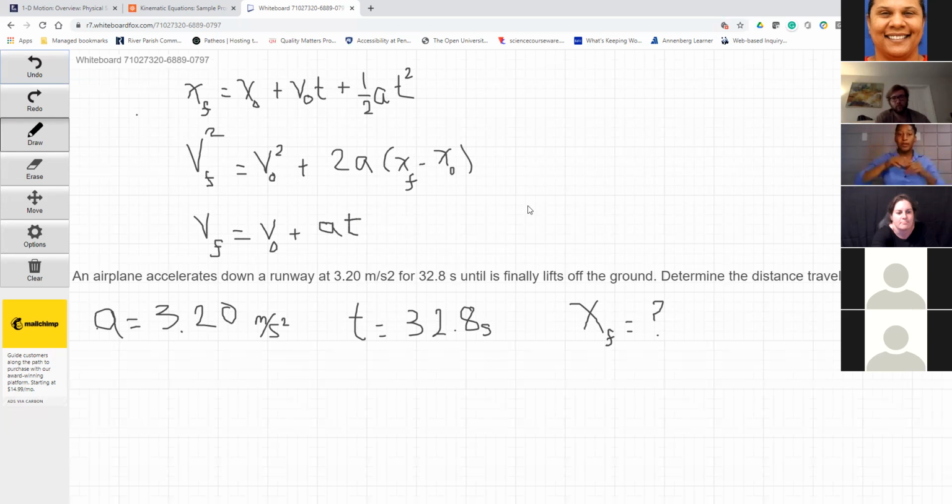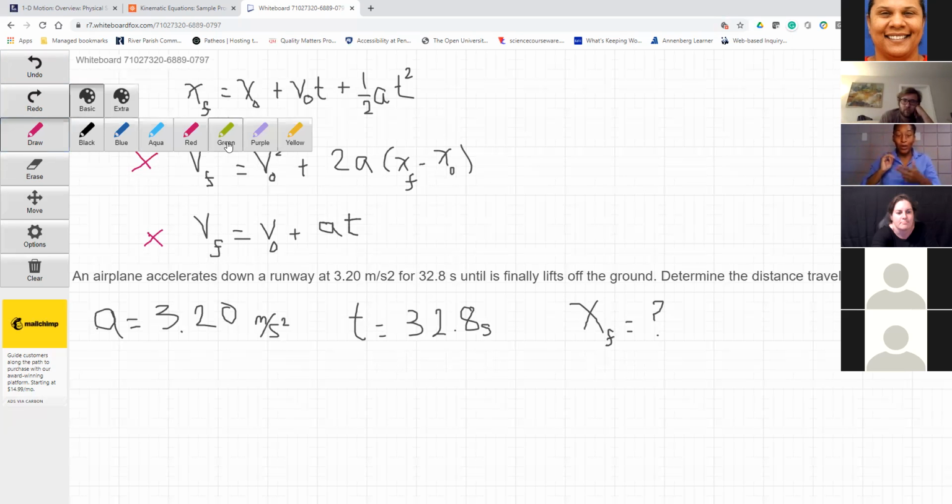And so we can see very clearly from what they've asked us to find, the final position, you can think of it this way. If we want to find out how far it went, then we have to know where did it stop and where did it start, right? Okay. And so we can see right away that we can't use this one, right? This one's not going to work for us. And also, this one is not going to work for us because they gave us time. Remember, this equation is only helpful if you're trying to solve for a parameter and you don't know the time. Okay. So this one won't buy us anything because there's no x final in it. And this one won't help us because there's no t in it. So that means that this is the one that we have to use here.